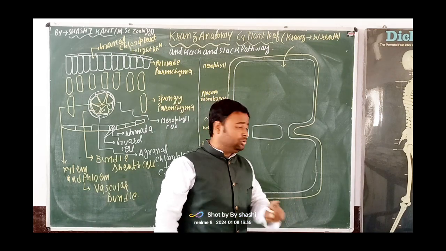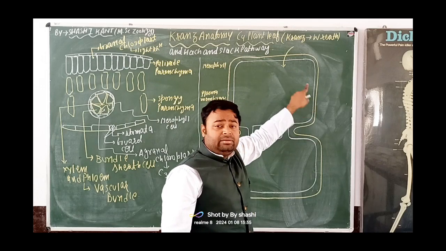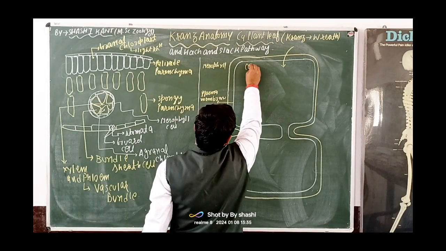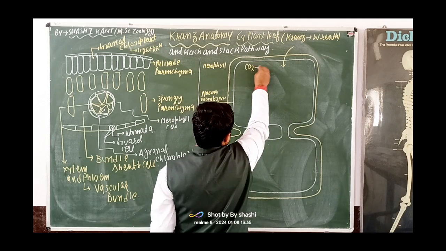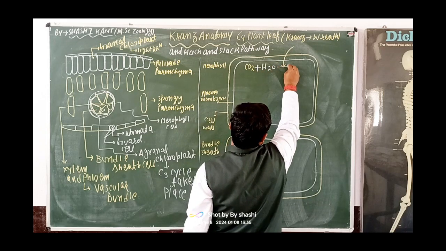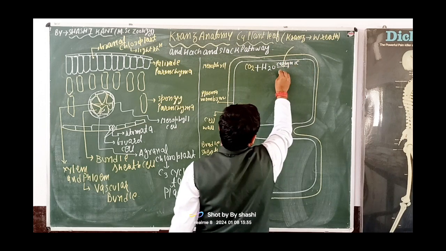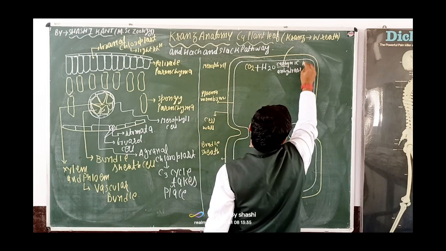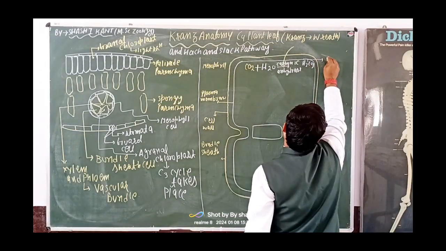Got it? Is there any problem? No. So, the carbon dioxide diffuses into the mesophyll cell. What happens when carbon dioxide diffuses in? Then this carbon dioxide reacts with water in the presence of carbonic anhydrase to form H2CO3. This H2CO3 is carbonic acid.